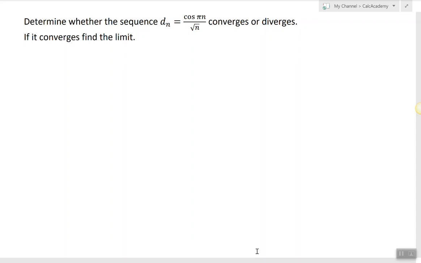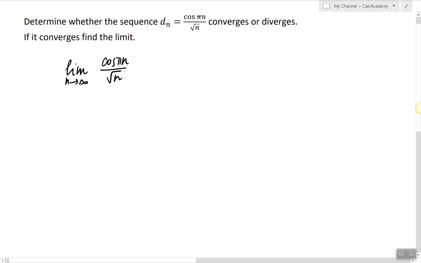In this video, I will show how to determine whether a given sequence is convergent or divergent. To determine whether it's convergent or not means to find, or try to find, the limit as n goes to infinity of a given sequence.